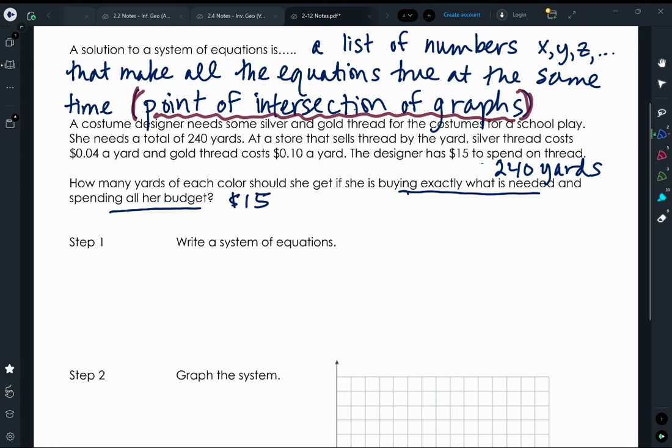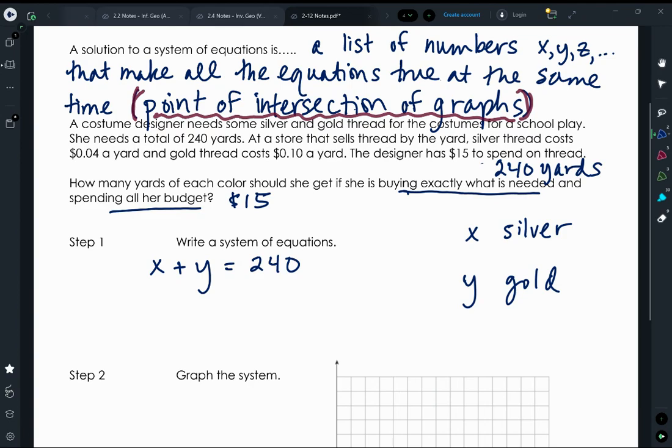So let's go ahead and assign some letters for variables here. Our x is going to be the variable for our amount of silver thread. And the y we're going to use for our gold, because we don't know exactly how much of each we need. But we know that together it has to be 240 yards, and we know that the money we spend on silver and gold has to be $15. And we're going to write an equation for each of those things. So for our yards equation, if x is the yards of silver and y is the yards of gold, and together we need 240, that means x plus y is going to equal 240.